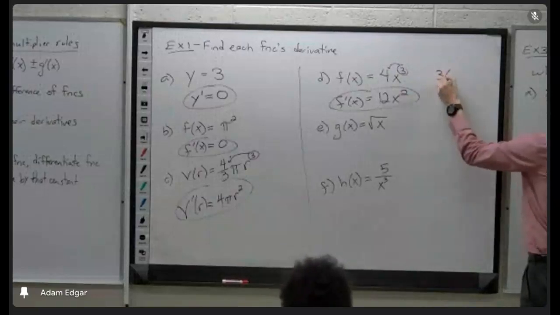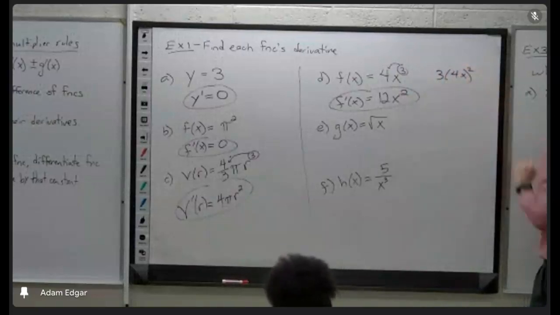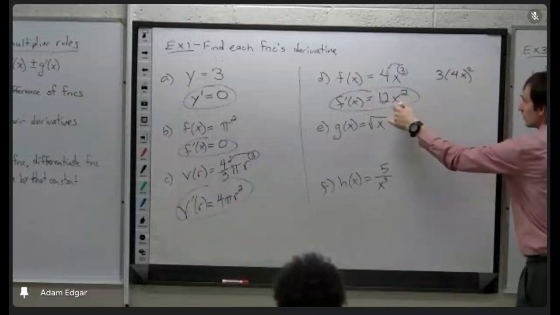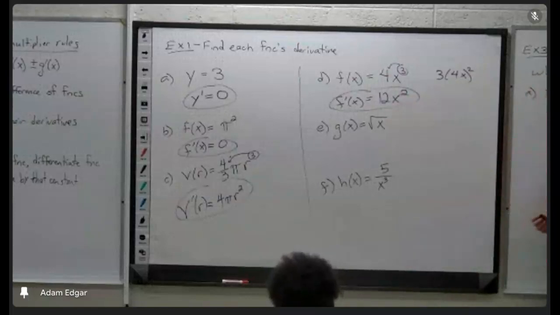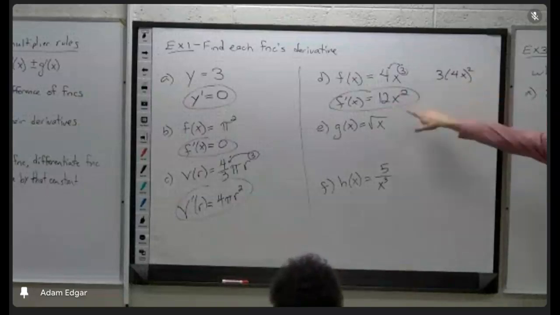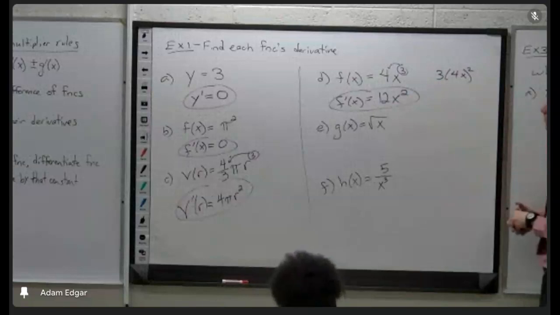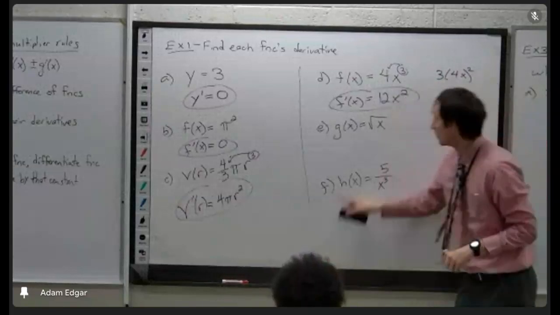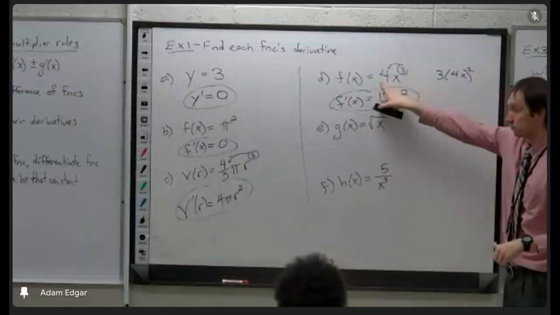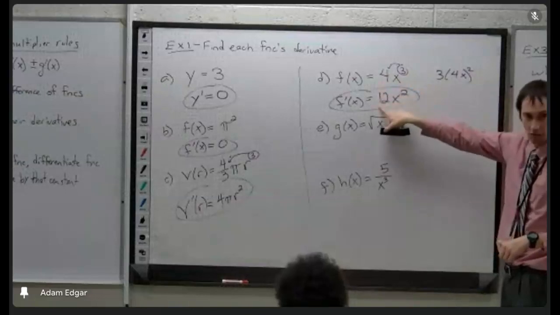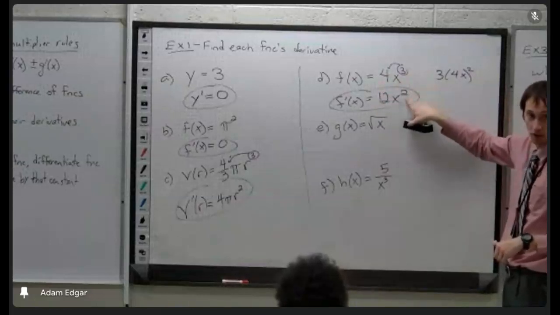3 times 4x squared is not the same as this, because here, what's getting squared? The 4 and the x. 4 squared is 16 times 3 is 48. So, don't overcomplicate it. The exponent multiplies the coefficient. There's your new coefficient. Reduce the exponent by 1.